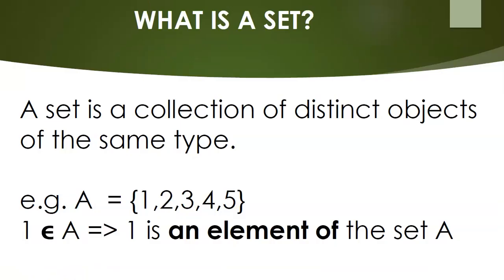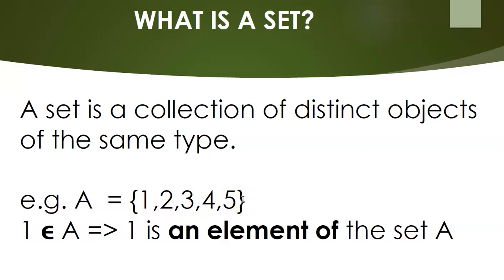What is a set? A set is nothing but a collection of distinct objects of the same type. It's denoted by curly braces as shown here. For example, I have a set A which consists of a finite set of 5 elements, 1, 2, 3, 4, and 5, the natural numbers.